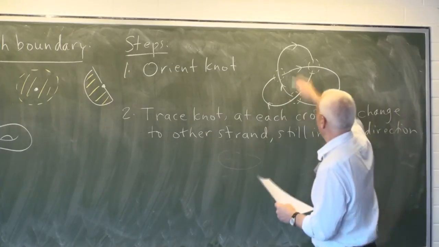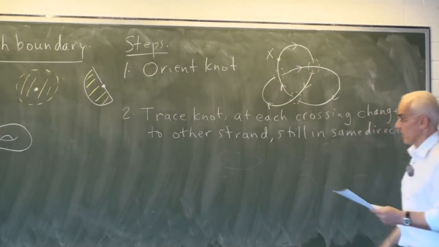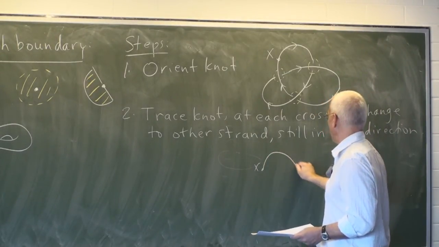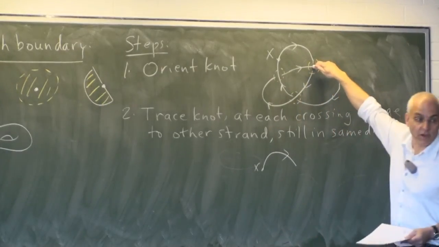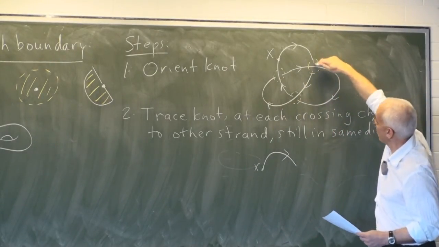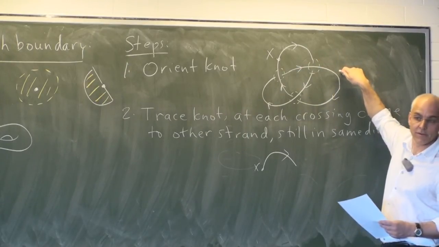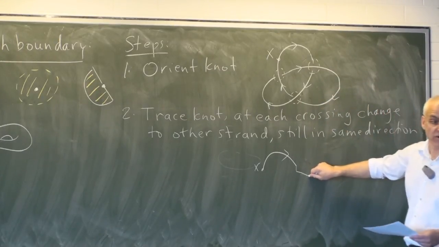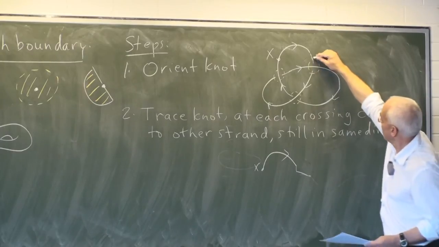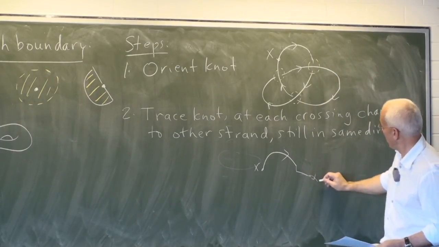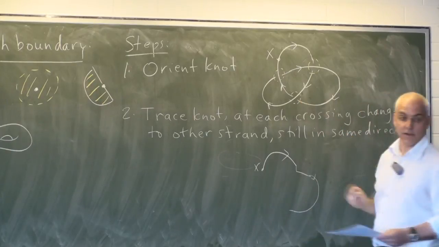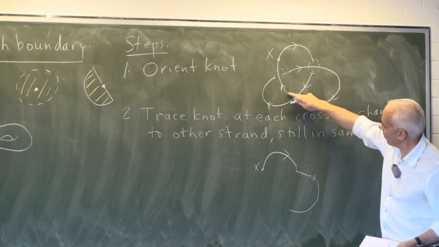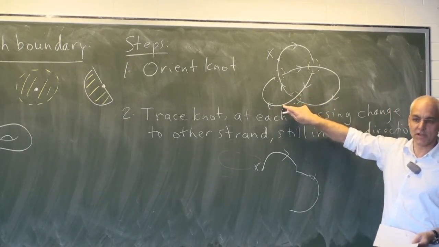So let's say we start here, for example. I'm going to start at X, and I'm going to trace the knot until I get to this crossing here. There are two strands crossing here. There's the strand that we're on, and there's the other strand. And we're just going to go from here to the other strand. So we're going to rather abruptly change direction. Okay? And now we're over here, and we're going to carry on. We go all the way around till we get to this crossing here, where there are two strands, the one we're on and the other one, and we cross over to the other strand there as well.